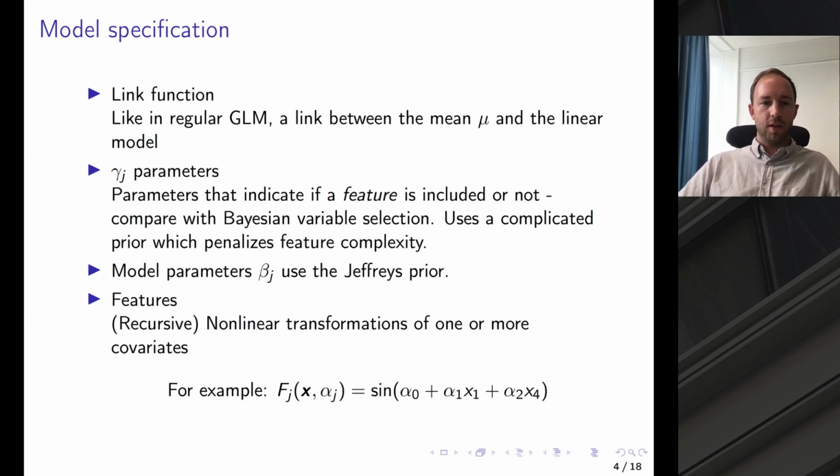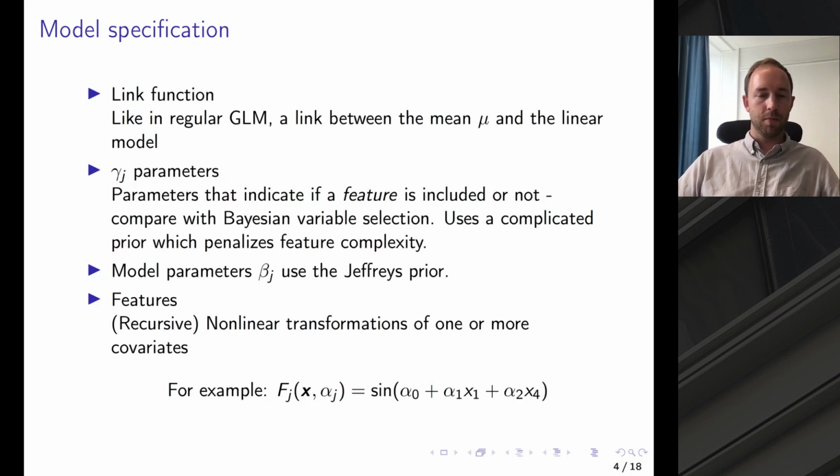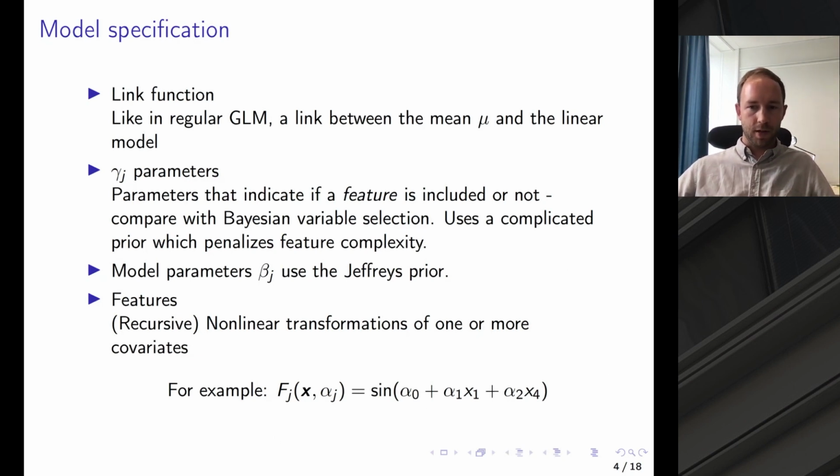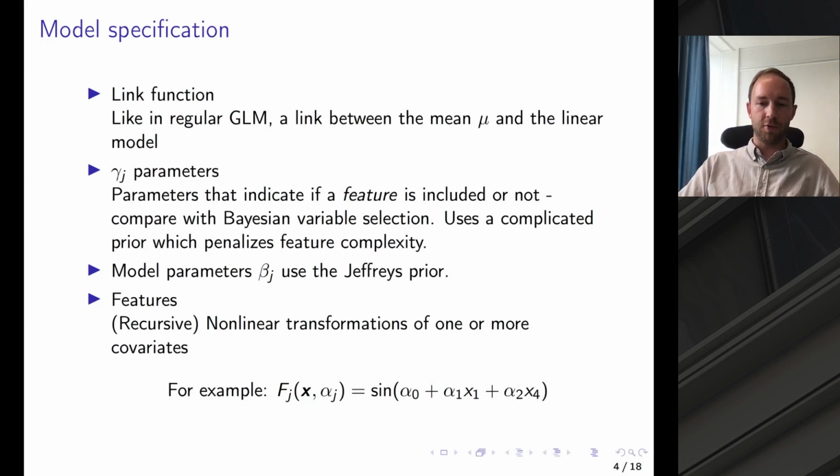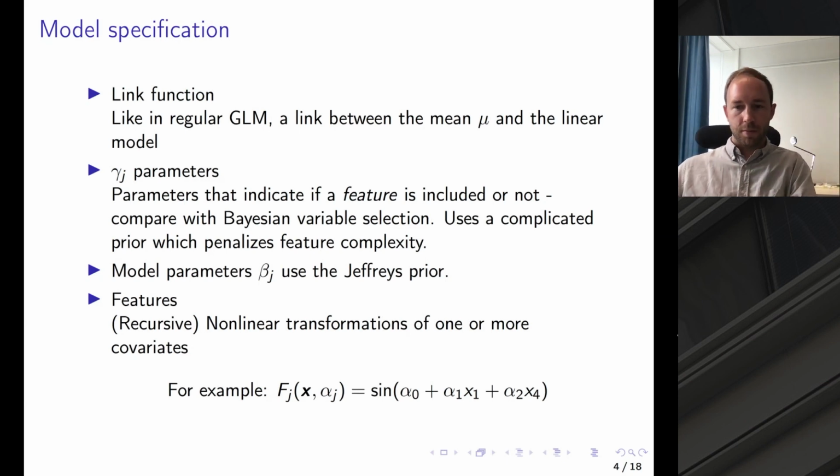And then finally, we have the features, which is sort of what sets BGNLM apart from GLM or Bayesian GLM. They are possibly recursive nonlinear transformations of one or more of the covariates. So just put a simple example here. One feature could, for example, have its own three parameters, alpha 0 through alpha 2, and it's the sign of alpha 0 plus alpha 1 x1 plus alpha 2 x4. So it can take on very many shapes.